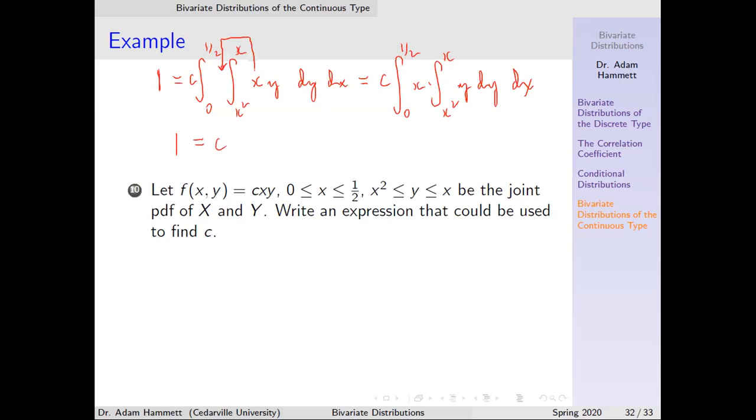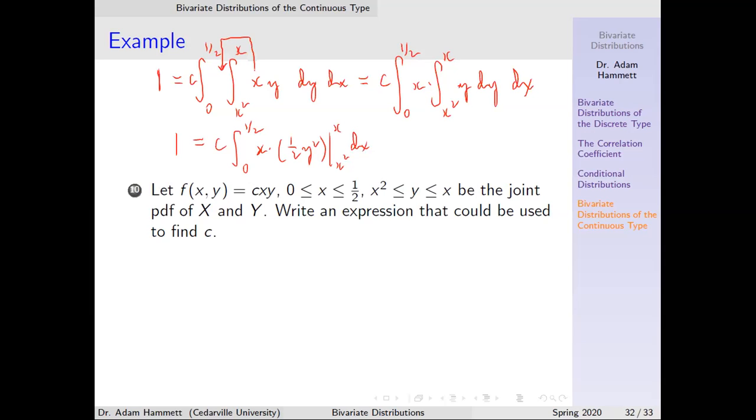The antiderivative of y is 1/2 y squared. So let's see here. Integral from 0 to 1/2. Okay, so it's going to be x times 1/2 y squared. I need to be very clear about what you're plugging in for here. So this thing is going to be evaluated between x squared and x dx.